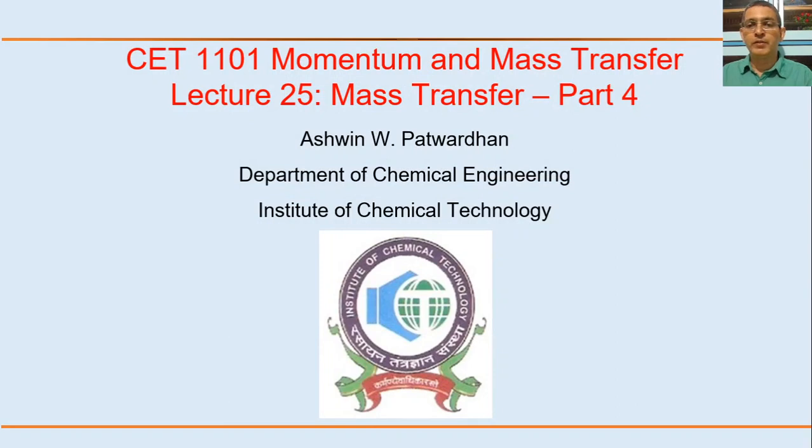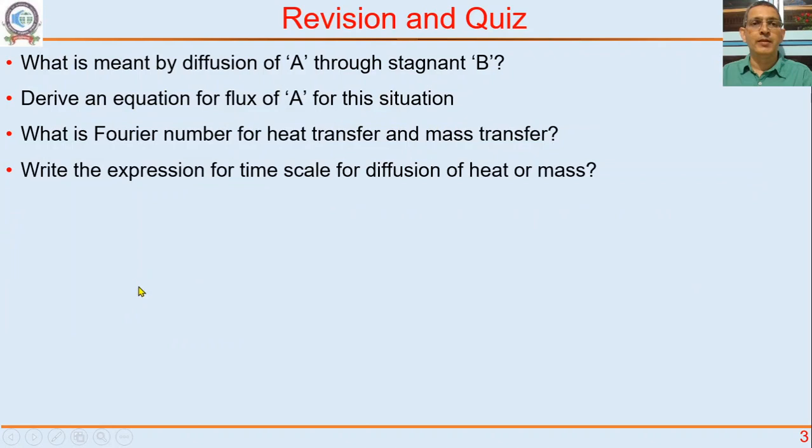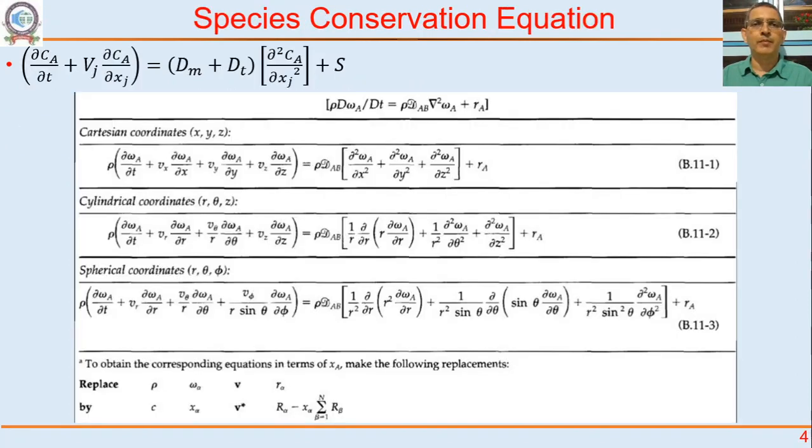Let's go to this last part now. We are on mass transfer. Just to quickly revise what is meant by diffusion of A through stagnant B. Derive an equation for flux of A for this situation. What is Fourier number for heat transfer? Fourier number for mass transfer. Write expressions for time scale for diffusion of heat or mass transfer. If you answer this, automatically your revision will happen and you can be ready.